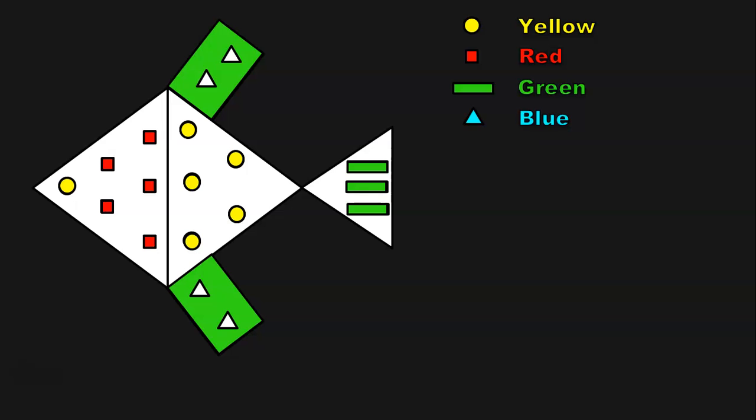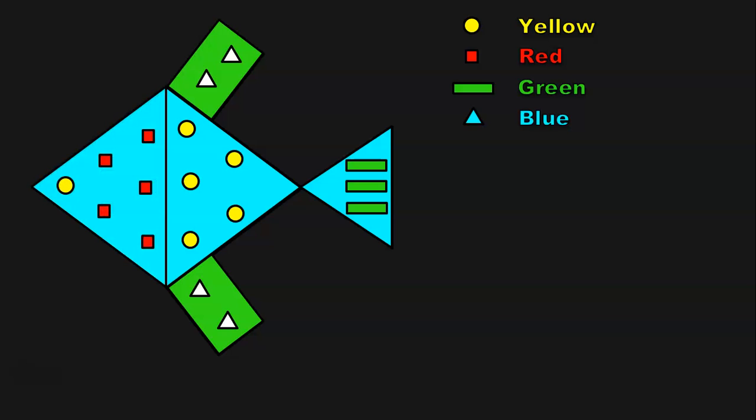Next, locate the triangles and color them in blue. So where are the triangles? Let us locate them. So the body of the fish is in the form of a triangle. The tail is shaped in the form of a triangle. The front portion of the body of the fish is also in the form of a triangle. There are a few more triangles. Where are they? They are on the fins. So locate them and also color them in blue.